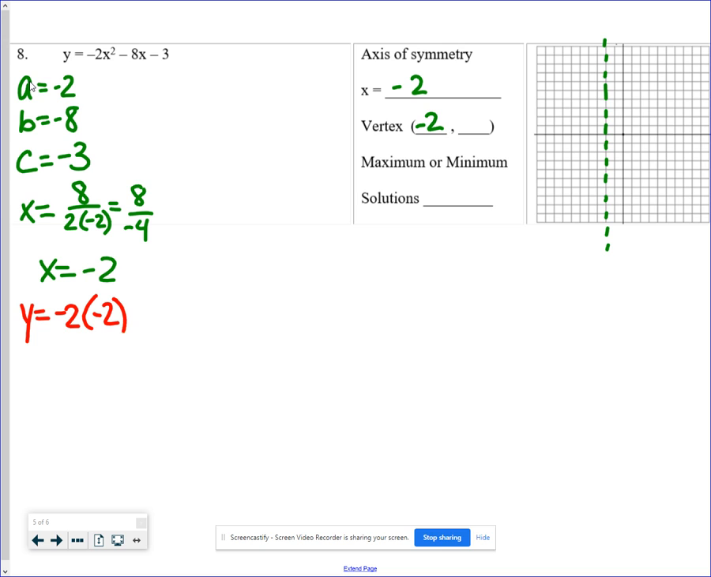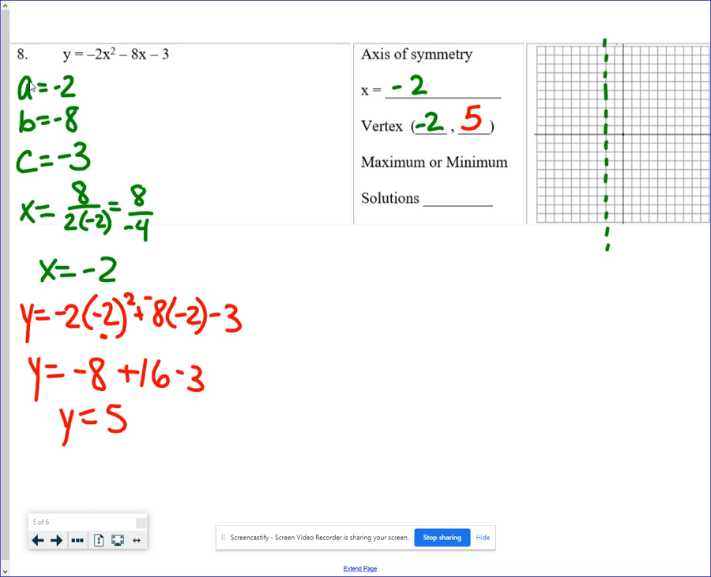Negative 2 times negative 2 squared minus 8 times negative 2 minus 3. So, order of operations, remember, this is going to be positive 4. Negative 2 times negative 2 is 4. Times negative 2 would be negative 8. Negative 8 times negative 2 is positive 16. So far right there, I've got 8 minus 3 would be 5. So negative 2, positive 5. It's right there.